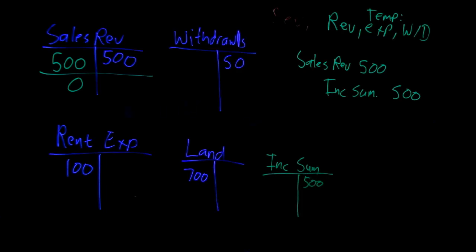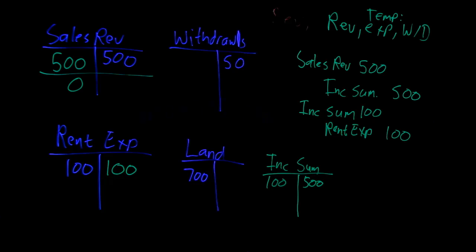Step 2, we're going to close out expense accounts. We have our rent expense account with a $100 debit. To close it out, we'll do a $100 credit. So our debit this time is going to be to income summary, and our credit is going to be to rent expense, for $100. Now in our income summary, we have a $500 credit and a $100 debit balance.